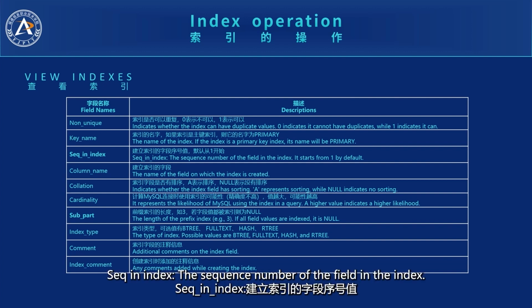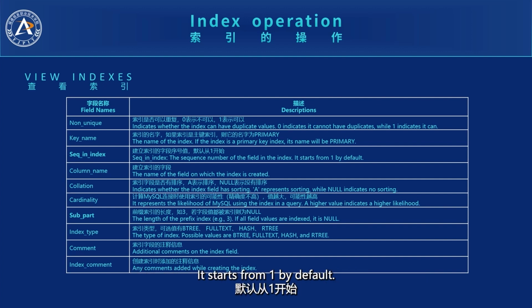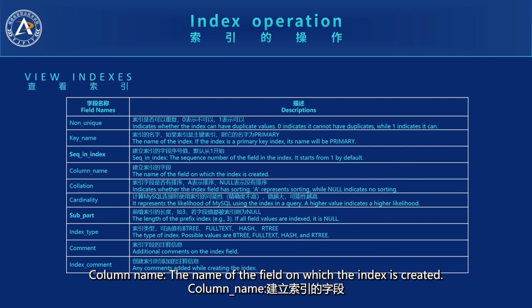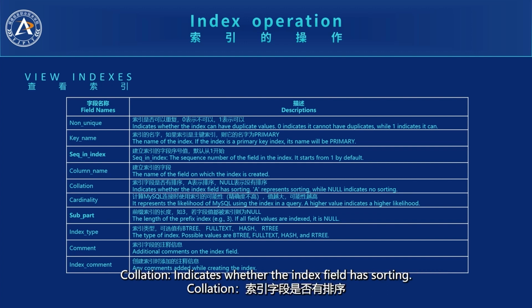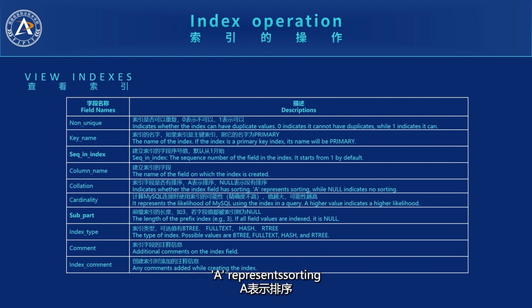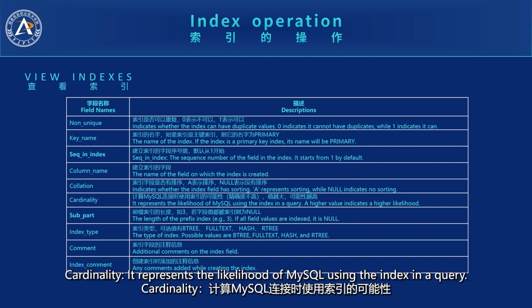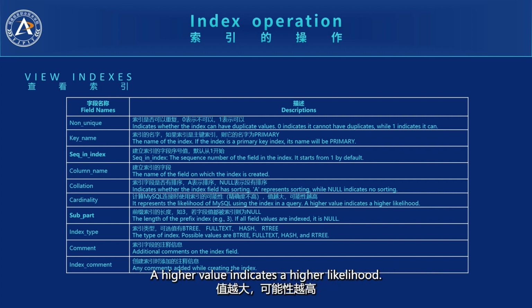Seq_in_index is the sequence number of the field in the index. It starts from 1 by default. Column_name is the name of the field on which the index is created. Collation indicates whether the index field has sorting. A represents sorting, while null indicates no sorting. Cardinality represents the likelihood of MySQL using the index in a query. A higher value indicates a higher likelihood.